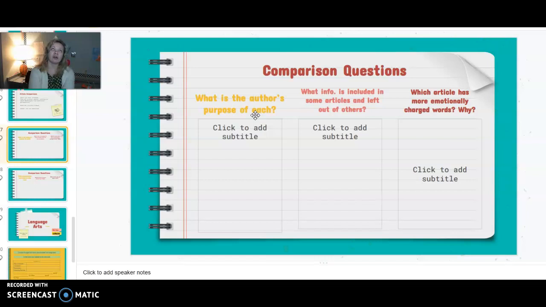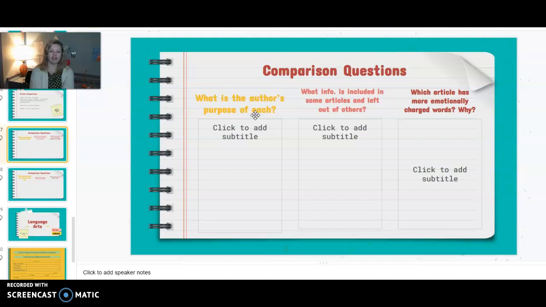Last week, 2 weeks ago, when you read the article about Christopher Columbus, and we talked about in that video that the purpose of that article was to sort of villainize Columbus, to make him seem like a bad guy, to make him seem like he was a liar and deceptive. So that was the author's purpose. What are the purposes of these articles that you read about George Washington?